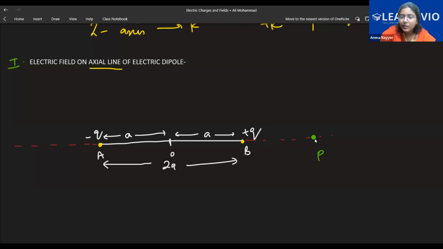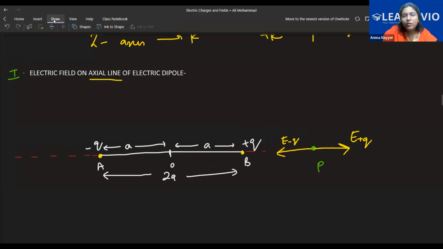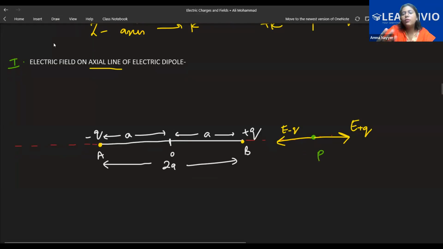Right, because it's a positive charge, so it will be pushed away. This is E plus Q, and this is the negative charge, so it will be pulled towards it, E minus Q. Now, I require one more separation apart from all these things. 2A is the separation between the charges, and half of it has the separation A. Means when I cut the dipole in half, I will get one part as A, because the total separation is 2A itself.